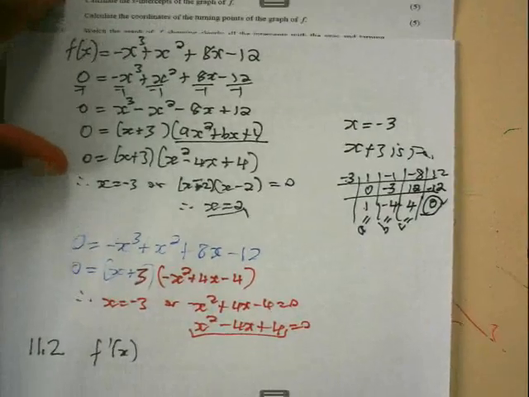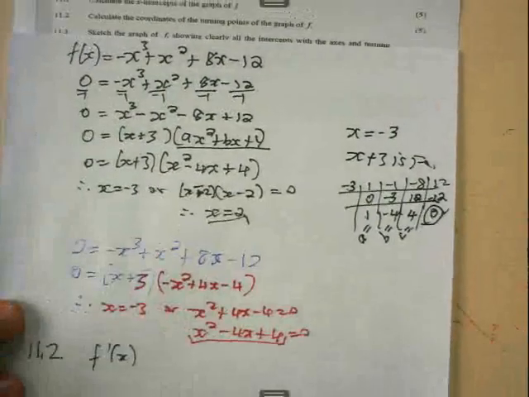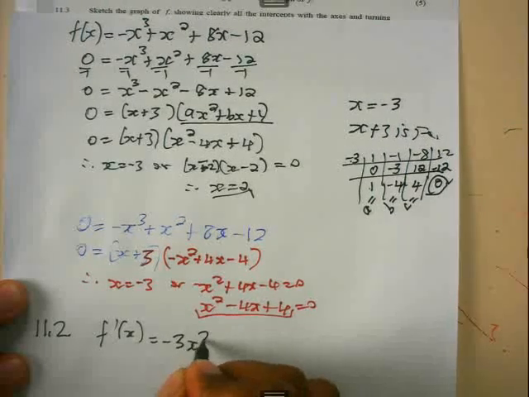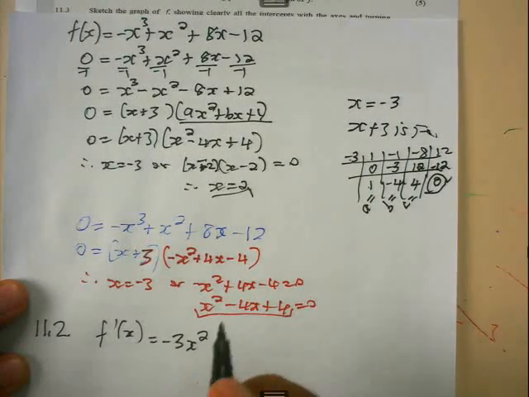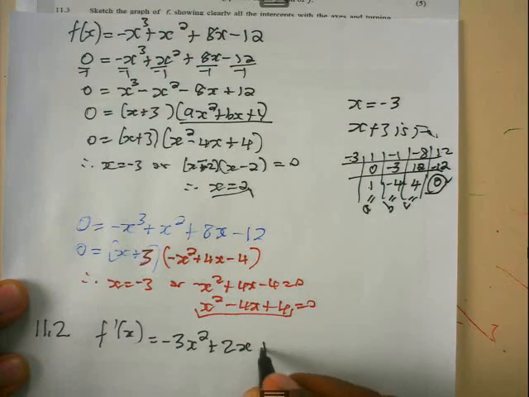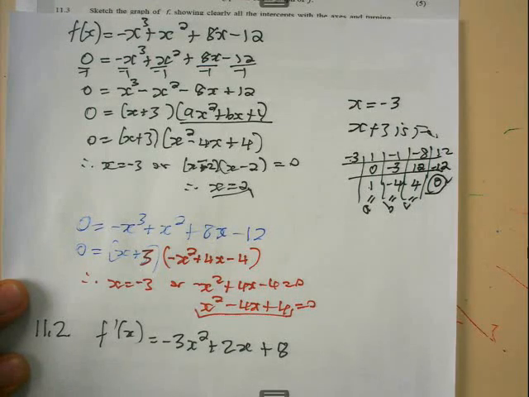Now we find the derivative of f. The derivative of f will then be what? Minus 3x squared, plus 2x, plus 8. Of course, the derivative of minus 12 is 0.